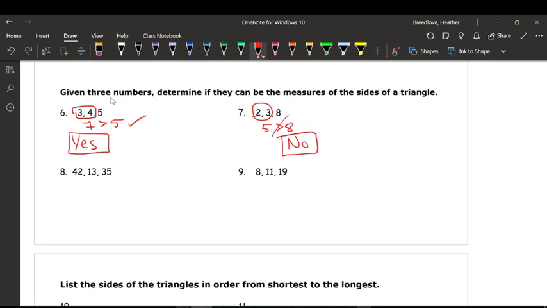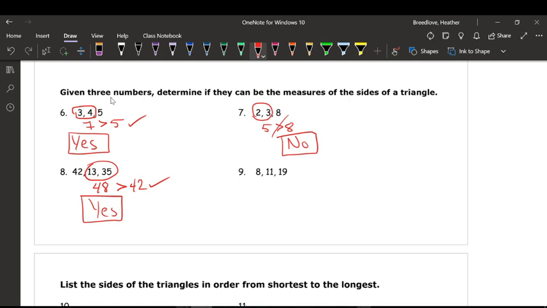42, 13, 35. So if I add together 13 and 35, then I get 48. Is 48 greater than the third side, 42? Yes, it is. So yes, I can make a triangle.